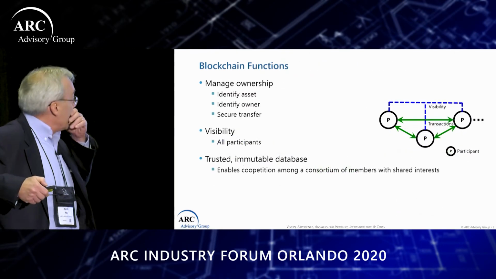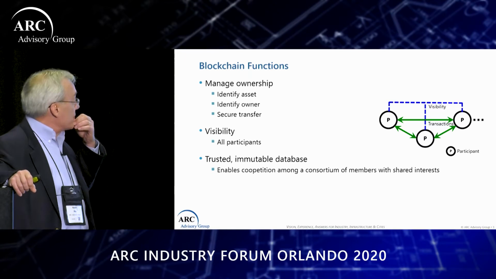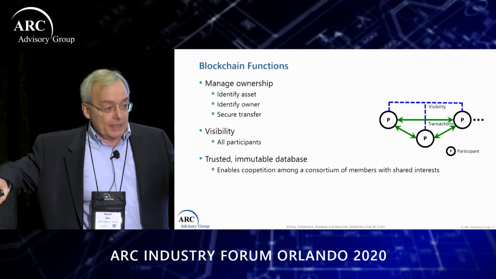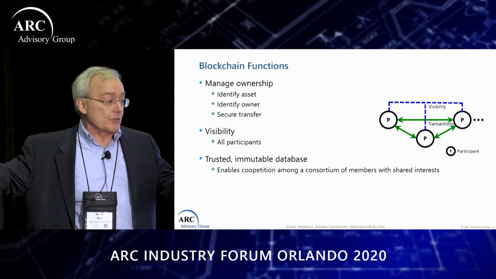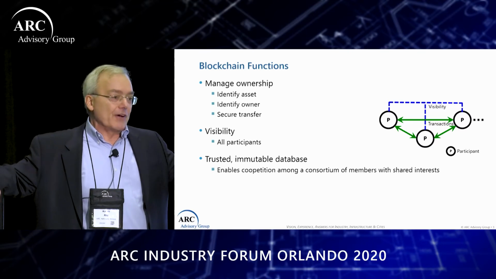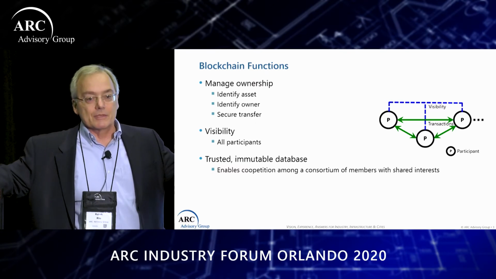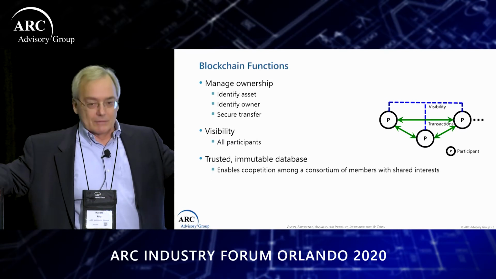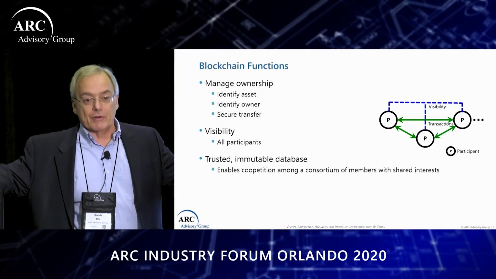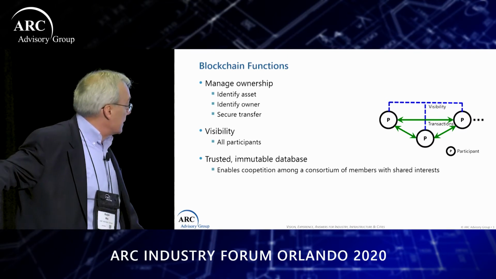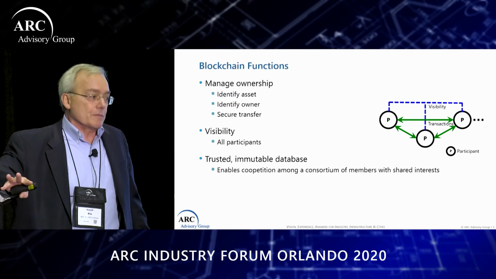Now, what are the major functions? Number one, it identifies what an asset is. We could take a case of mangoes, for example. It identifies a case of mangoes. It knows who owns that case of mangoes. And if that person decides to sell it, it allows for a secure transfer to a new party and a record of that that everybody knows about. So there's visibility to all the participants.